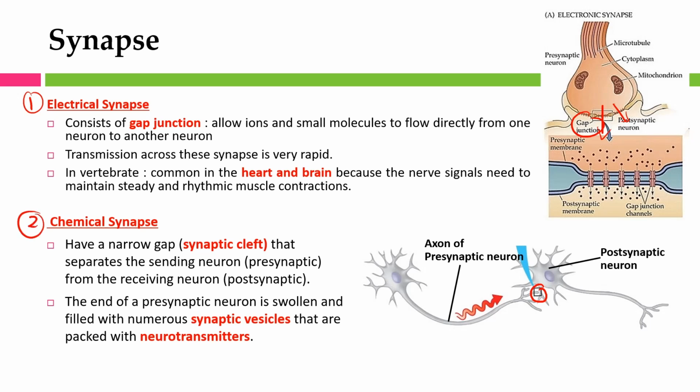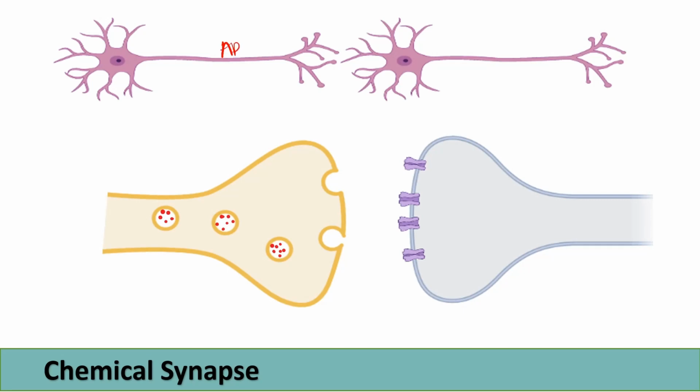The second one is the chemical synapse. There is a narrow gap that we call the synaptic cleft that separates the sending neuron, or presynaptic neuron, from the receiving neuron, or postsynaptic neuron. This is the receiving side, and this is the axon that sends the impulse. The end of a presynaptic neuron is swollen and filled with synaptic vesicles that are packed with the neurotransmitter. As the action potential reaches this synaptic terminal, it will cause depolarization of the presynaptic membrane.